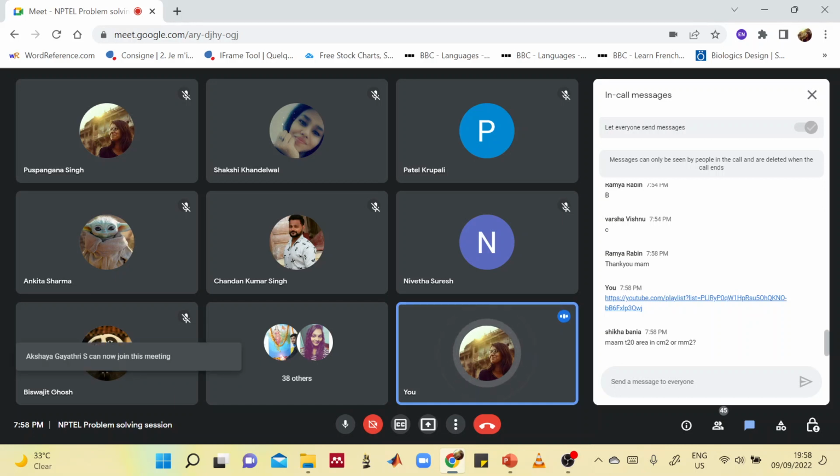T20 area: is it in centimeter square or millimeter square? In standard nomenclature, it is in centimeter square, like T20 means 20 centimeter square. Of course, you can convert it to millimeter square, but when I'm saying T20, I mean 20 centimeter square surface area.